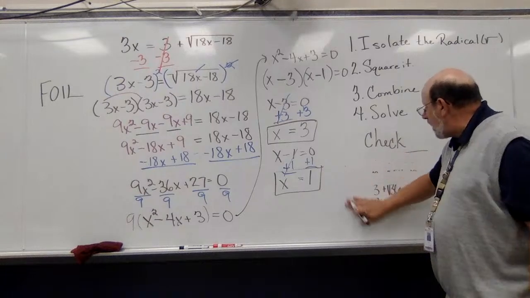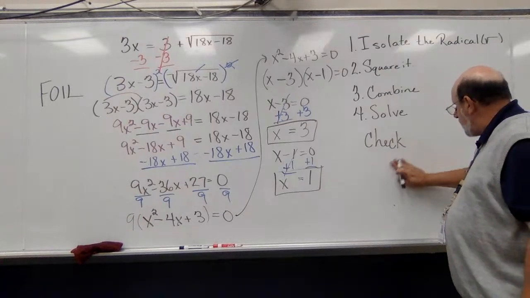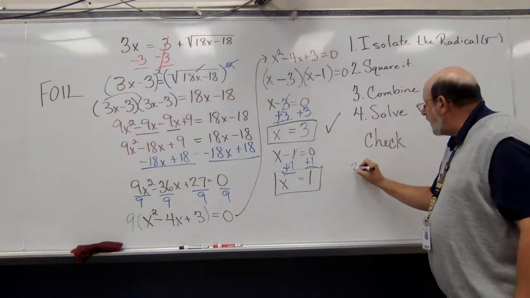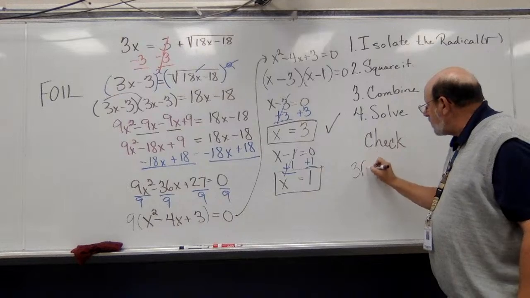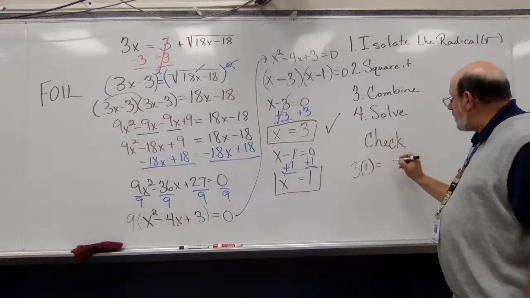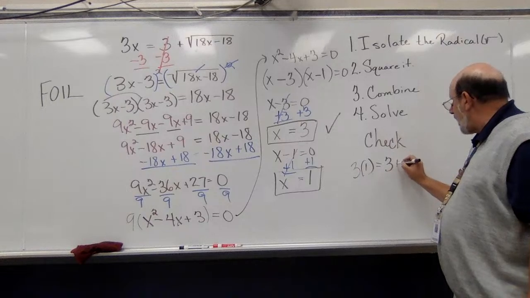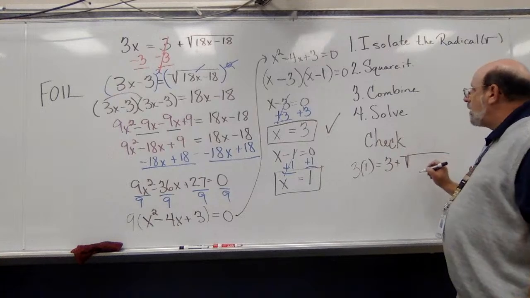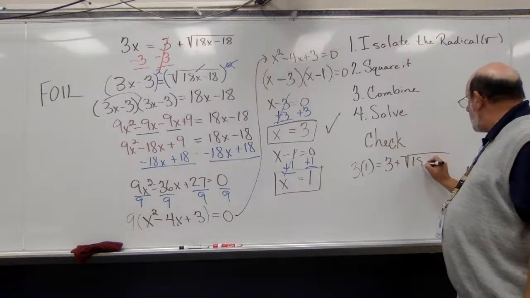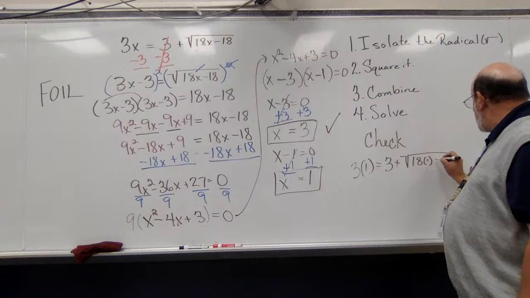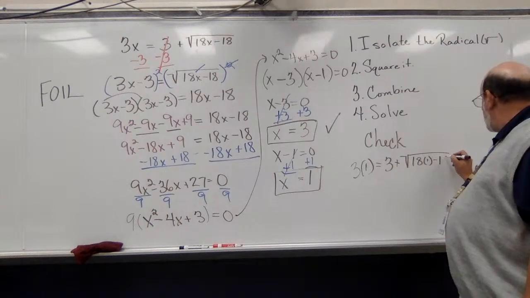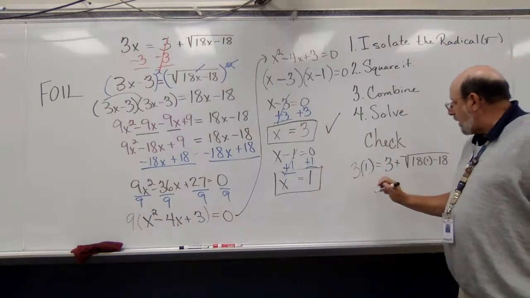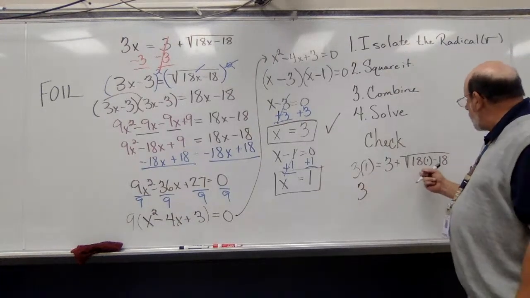So now I'm going to check 1. 3 worked. Let's check 1. 3 times 1 has to be equal to 3 plus the square root of 18 times 1 minus 18, right? That's what it is. So 3 times 1 is 3. So what are we looking for in here?